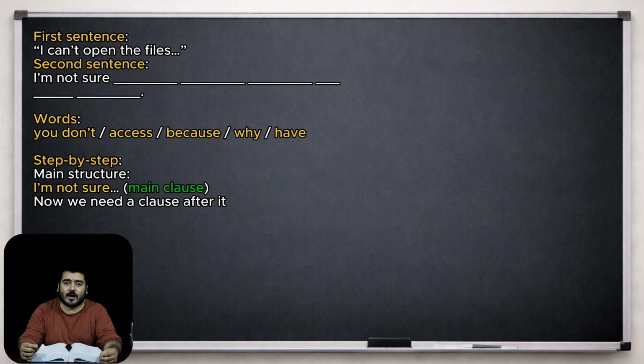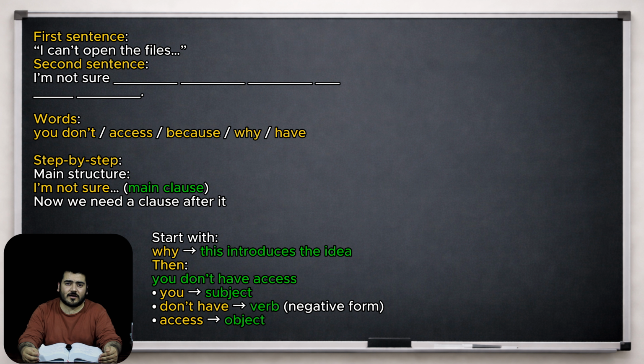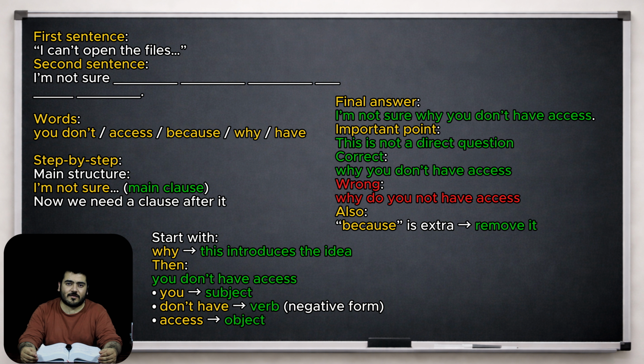The first sentence, I can't open the files. Second sentence, I'm not sure. There are several blanks. Words given: you don't, access, because, why, have. Let's understand it step by step. The main structure is I am not sure, because this is the main clause. Now we need a clause after it. Start with why. This introduces the idea. Then you don't have access. You, subject. Don't have, verb in negative form. Access is the object. So the final answer, I'm not sure why you don't have access.